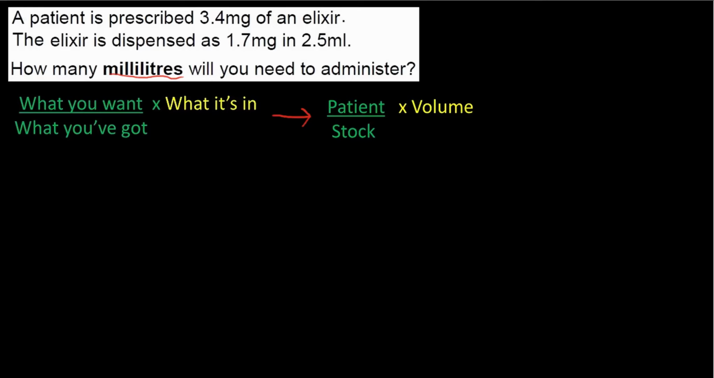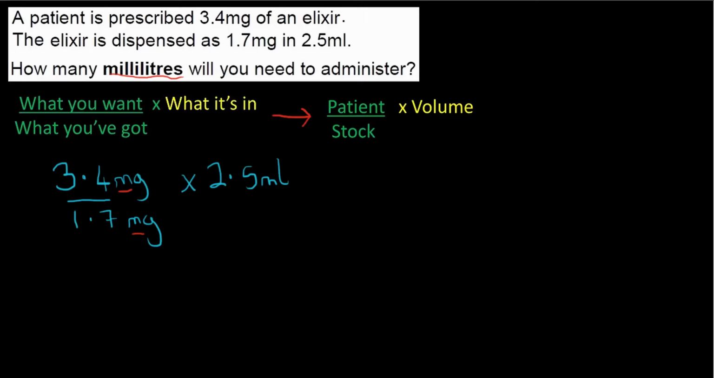So let's use that formula to unpack the question. Well, what I want to give the patient is 3.4 milligrams. What have I got in stock? Well, the stock weight is 1.7 milligrams. And what is it in? Well, the volume it's in is 2.5 milliliters. And like I mentioned before, before proceeding with liquid dose or tablet dose questions, you always check the units in the fraction to see if they are the same. In this case they are the same and we can now proceed directly. If they were not the same, we'd have to convert one of them to make them the same.